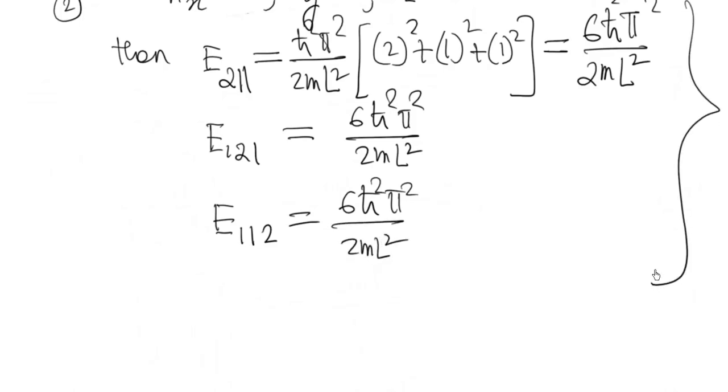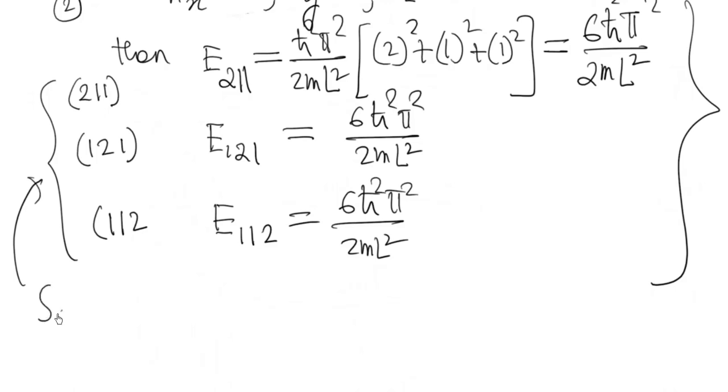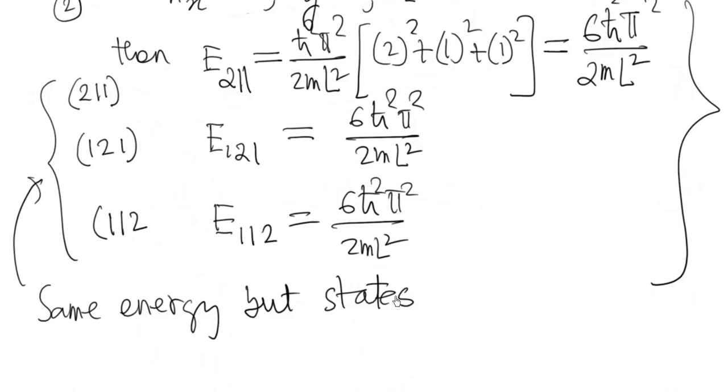So you see in these three situations, the state here is 2 1 1, here is 1 2 1, here is 1 1 2, but they have the same energy, but the states are different. States means wave functions are different. So in this case we have three possible ways for the nx, ny, nz set to exist, and these are 2 1 1, 1 2 1 and 1 1 2. These three possibilities will give the same energy, though they represent different states.